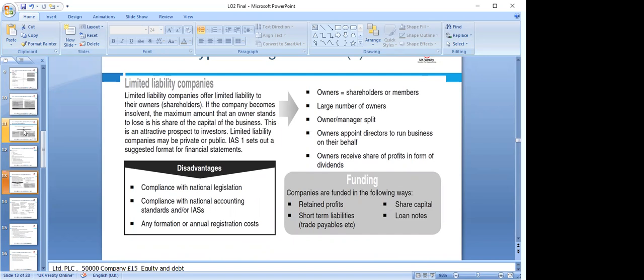Nobody can claim against their personal assets in terms of the company, and they have to follow a lot of legislation, and that's which we need to follow very closely. And the funding, if you want to fund your business, we can use the retained profit, previous year profit, share capital, short-term liabilities and loans, and we can fund the business.